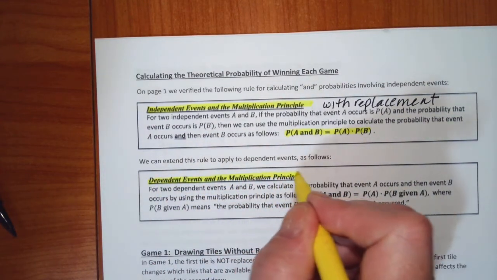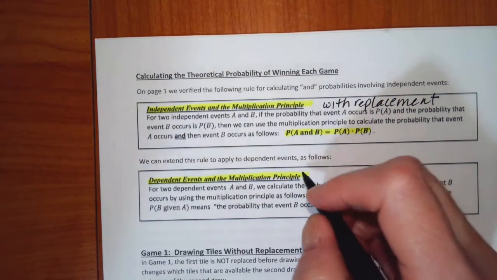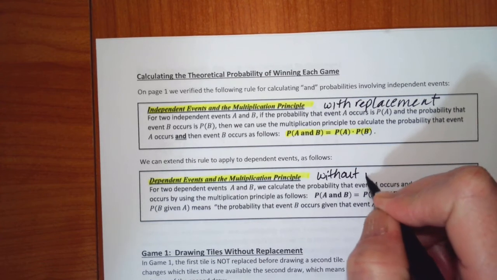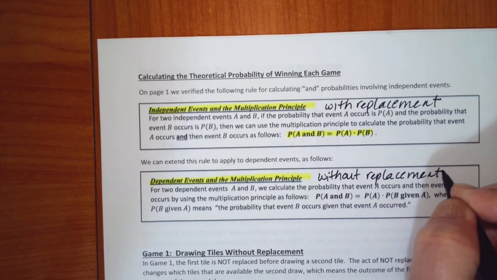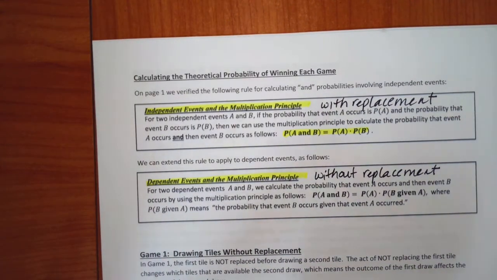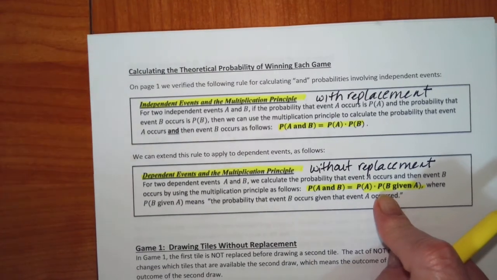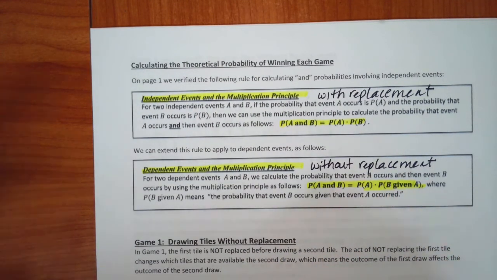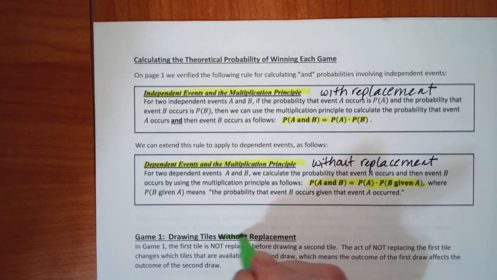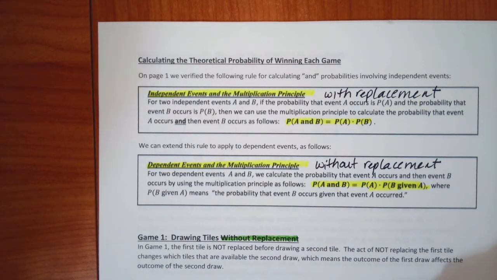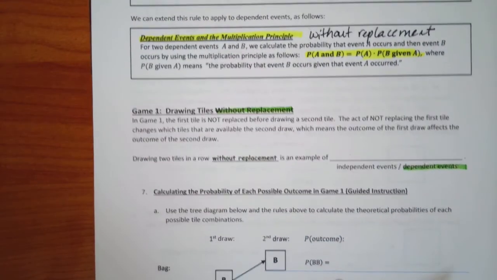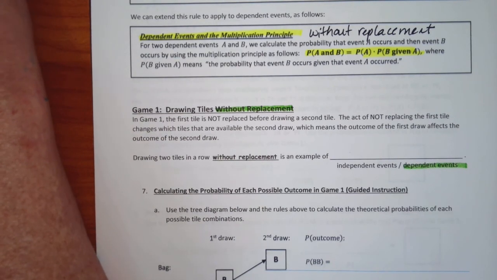If they are dependent events, this would be without replacement. Then when we figure our probabilities, the probability of A and B is the probability of A times the probability of B given A. What has changed based on what happened for the first event? So if we're drawing tiles without replacement, that is going to be a dependent event. And before we get into these examples, I will start a new video.